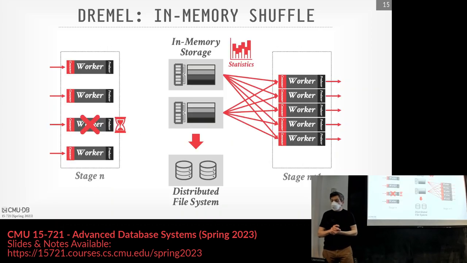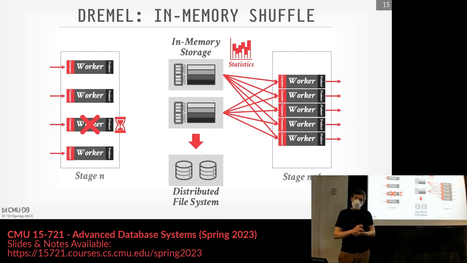Yes, sorry. If resource allocation is an internal decision, how do they charge their customers? The question is, if resource allocation is an internal decision, how do they charge customers? I think the BigQuery pricing model, ignoring the provisioned and guaranteed capacity, is you pay on the amount of data you read.